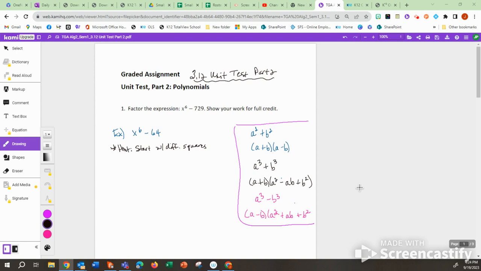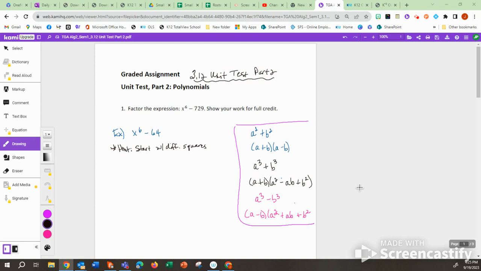Same thing with 729. If we took the square root of 729, that's pretty big. I don't know that, but I'll do it really quick. The square root of 729 is 27, so 27 times itself 2 times is 729. And then I can also take the cube root of 729, and the cube root of 729 is 9. So for number 1, I have 2 terms that are both perfect squares and perfect cubes.